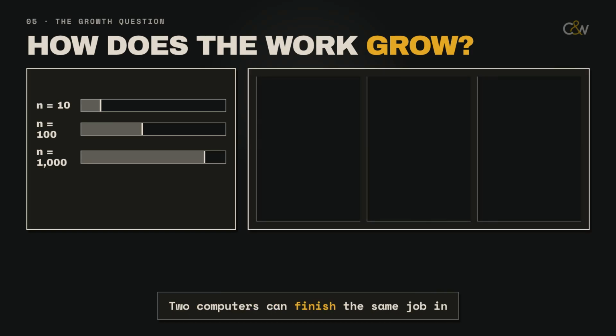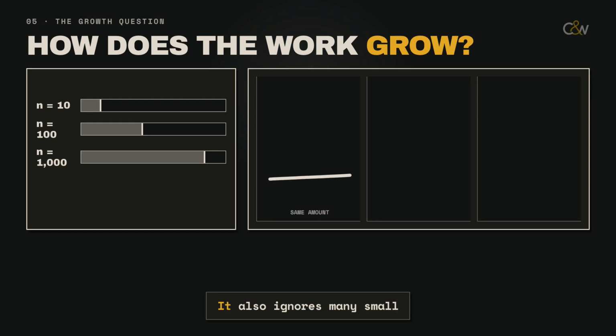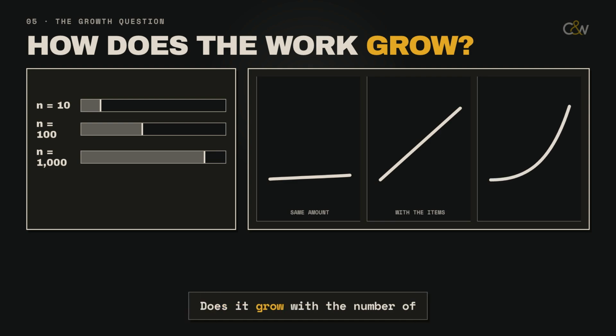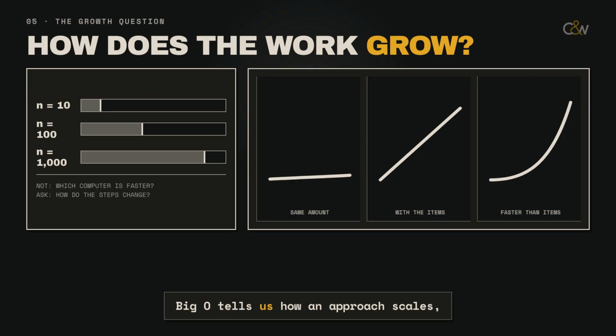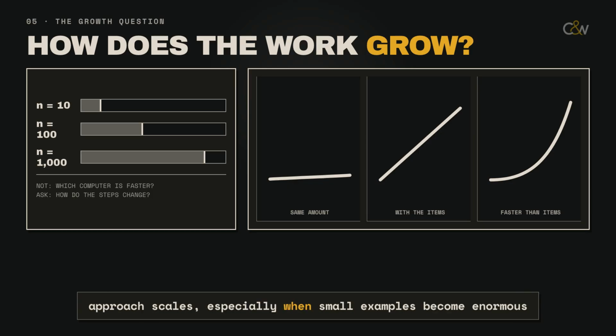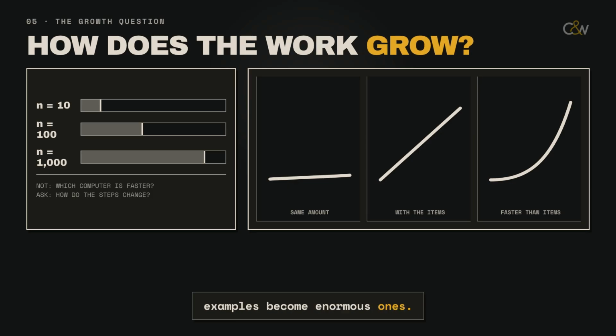Two computers can finish the same job in different times. It also ignores many small details so we can see the shape of the growth. Does the work stay roughly the same? Does it grow with the number of items? Does it grow much faster than the number of items? Constant doesn't mean instant. Linear doesn't always mean slow. Big O tells us how an approach scales, especially when small examples become enormous ones.